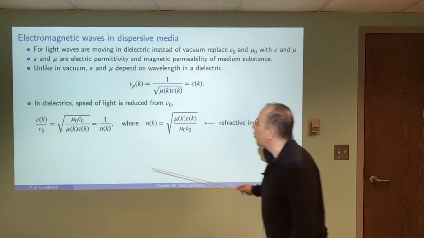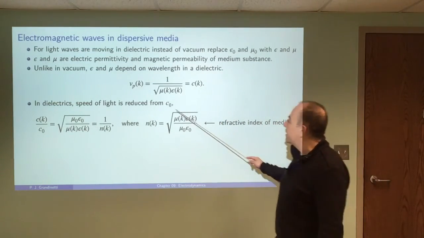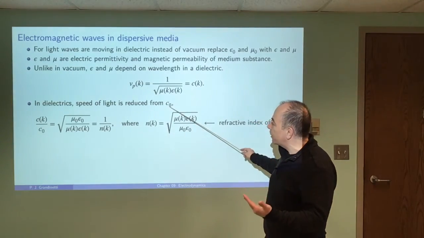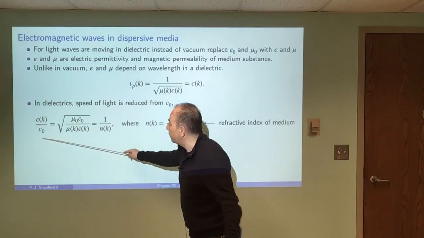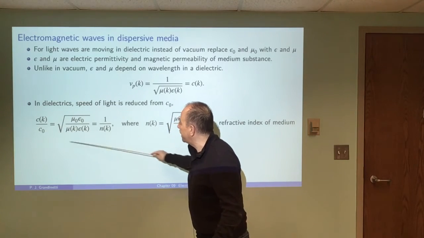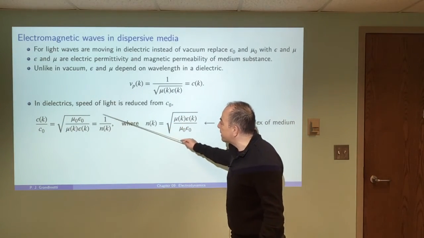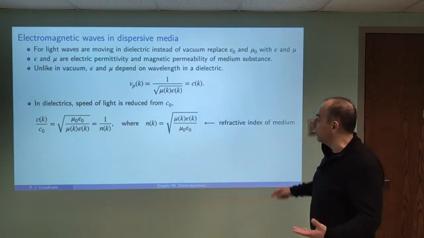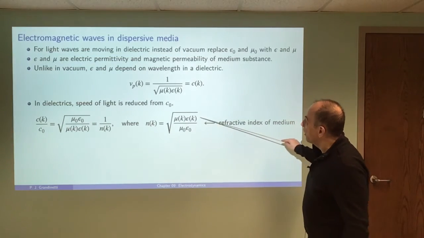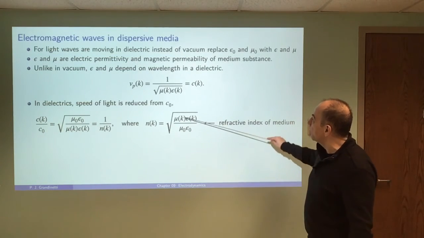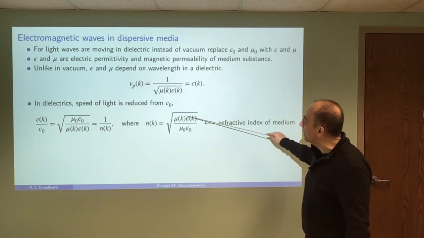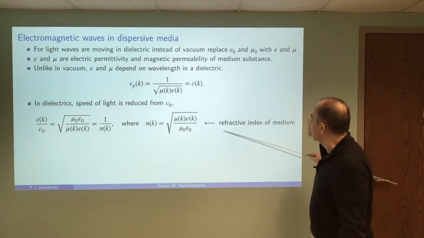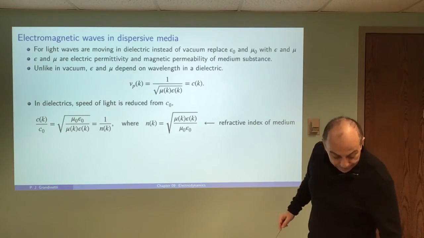So in dielectrics, what you find is that the speed of light is reduced from the speed of light in a vacuum, so it's going to be some value that's less than 1, and that's going to be this ratio here, and generally that's expressed as 1 over the refractive index of the material. So this ratio, the square root of the product of the permittivity and the permeability over the electric and magnetic constants, is the refractive index of the medium.